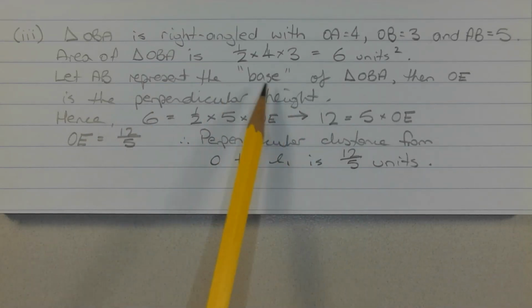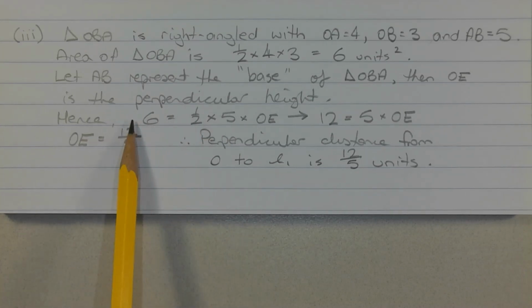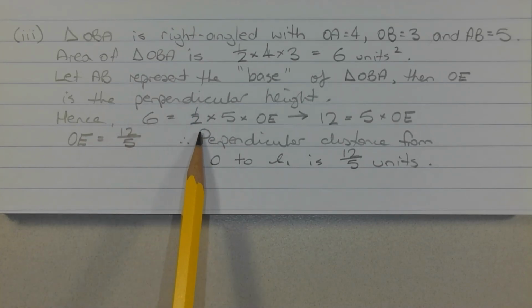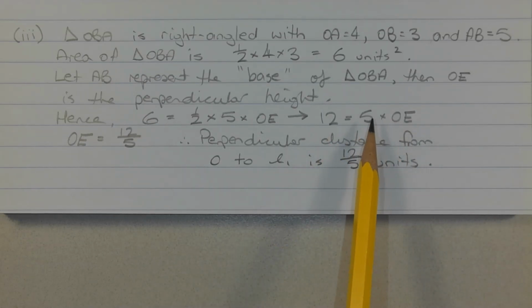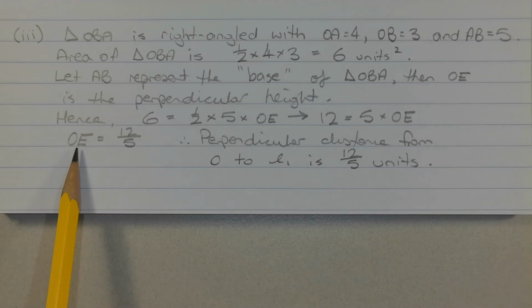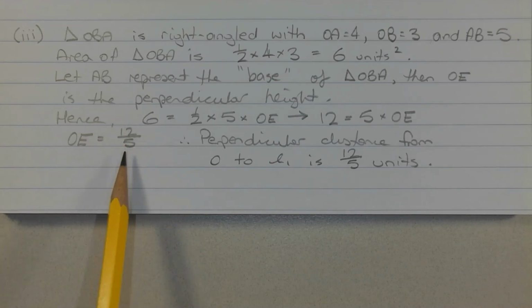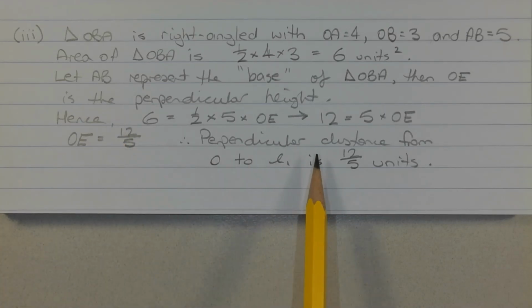So simplifying this equation, we're going to multiply both sides of the equation by 2 to eliminate this fraction here. We get 12 is equal to 5 times OE. Dividing both sides of the equation by 5 to make OE the subject, we get OE is equal to 12 over 5. Therefore, the perpendicular distance from O to L1 is 12 over 5 units as required.